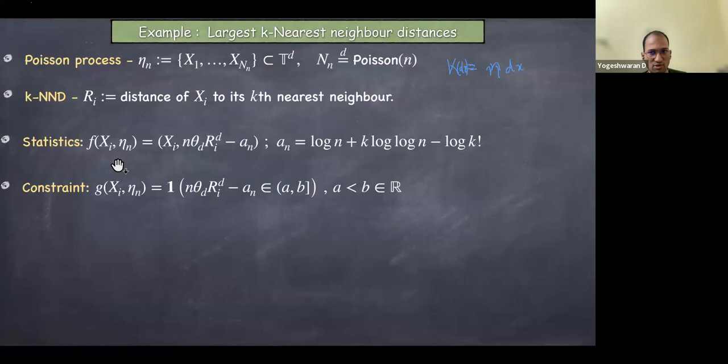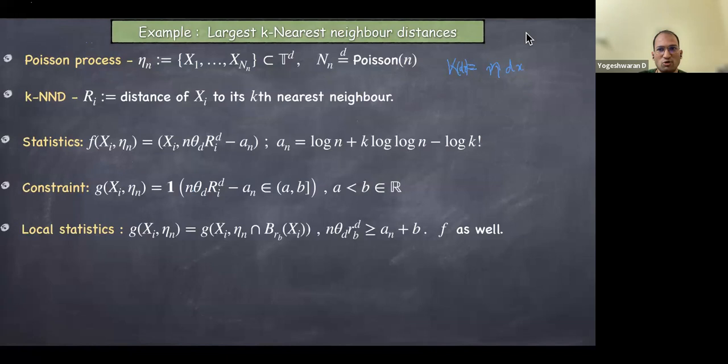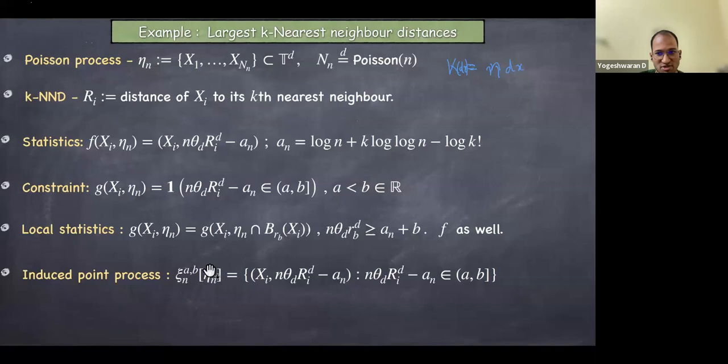And now we have a local statistic. So you can show that this is actually local because this constraint forces things to be local. I have to look at only those distances which are n plus a and n plus b away. So this constraint is forcing things to become local. Now the point process of interest, we know, is that n theta d is the same thing, except that after scaling they should lie between a and b. So that is the point process of interest.